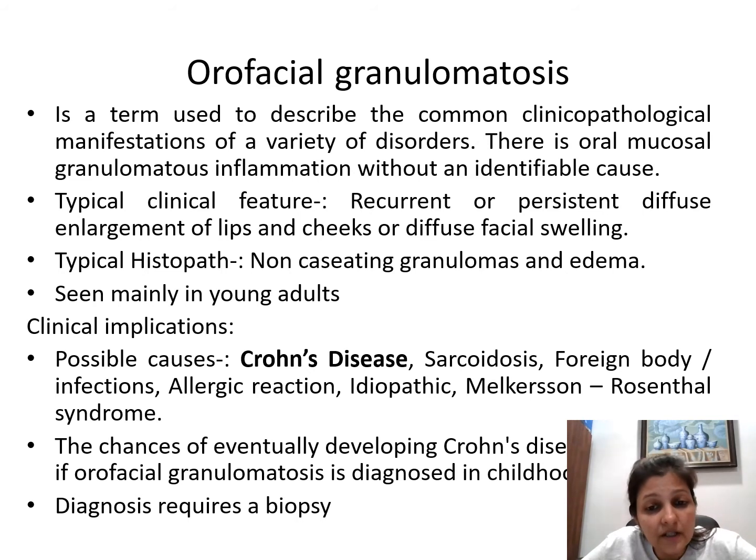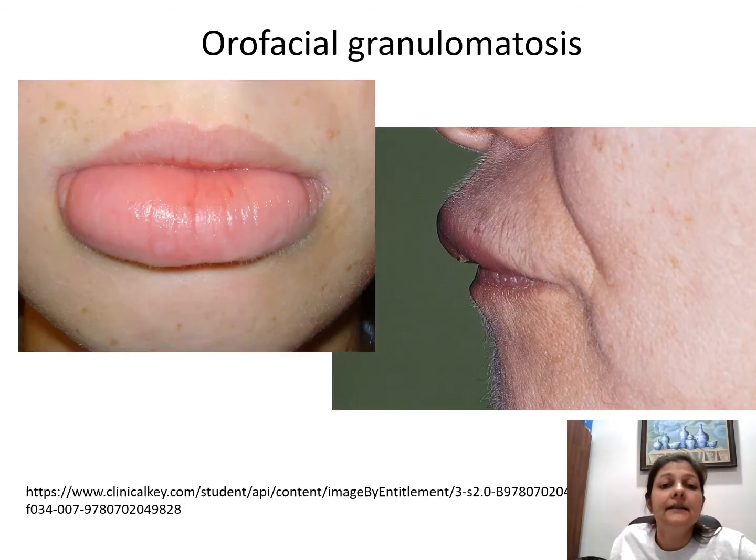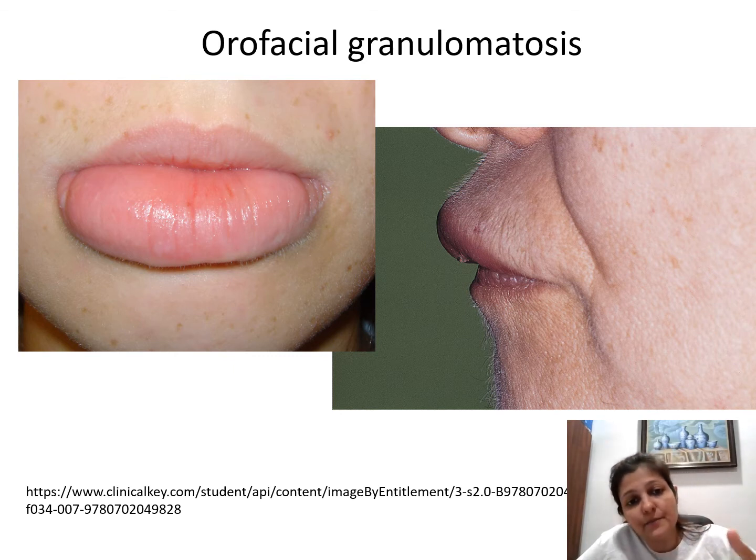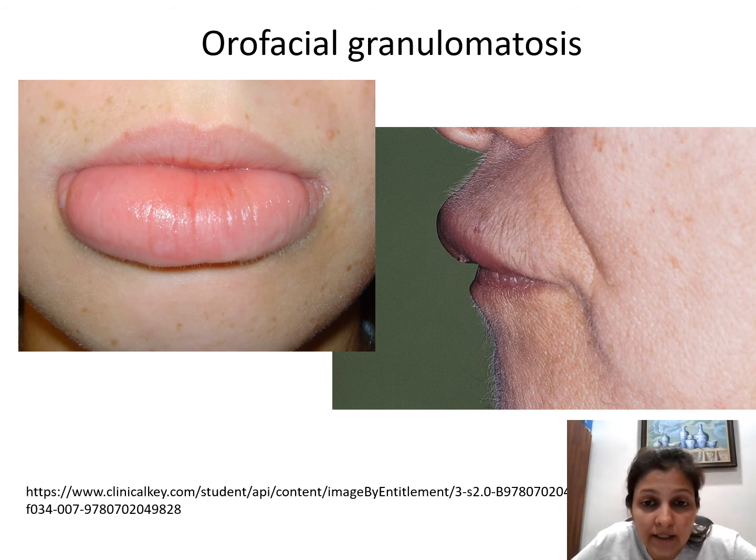The chances of eventually developing Crohn's disease are higher if the patient actually manifests with orofacial granulomatosis and it is diagnosed in childhood. So the diagnosis of orofacial granulomatosis generally should be followed by a biopsy to confirm the presence of granulomatous lesions. So this is a clinical photograph of a patient with a swelling of the lower lip, which definitely appears disproportionately swollen, and the other picture of a patient with the upper lip, which is swollen, and you can see that it is not very erythematous, but looks like normal vermilion border, but there is definitely a swelling and edema seen.